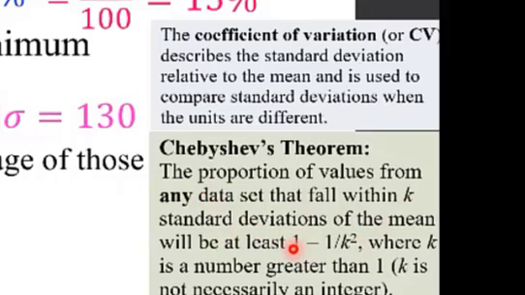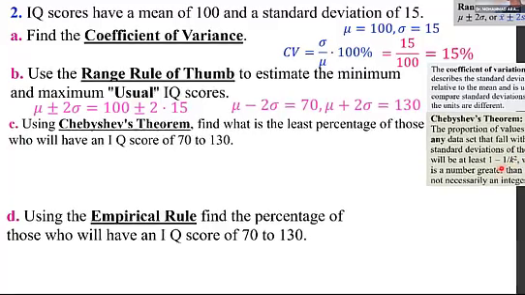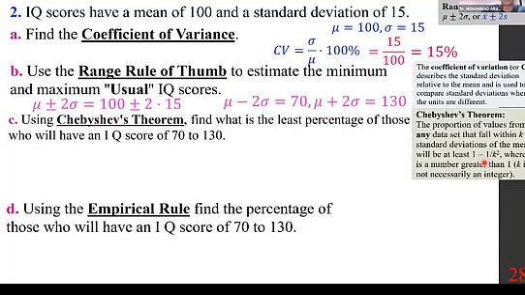It's given by the formula 1 minus 1 over k squared, where k is the number of standard deviations. In the case of Chebyshev's theorem, we cannot use k equals 1. As you can see, if you choose k to be 1, 1 over 1 squared is 1, 1 minus 1 makes it 0. So with that being the case, we are going to use 2 here.